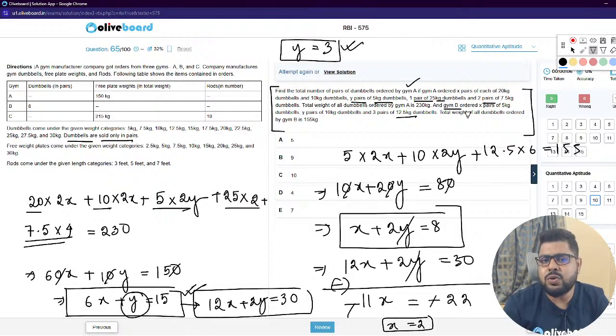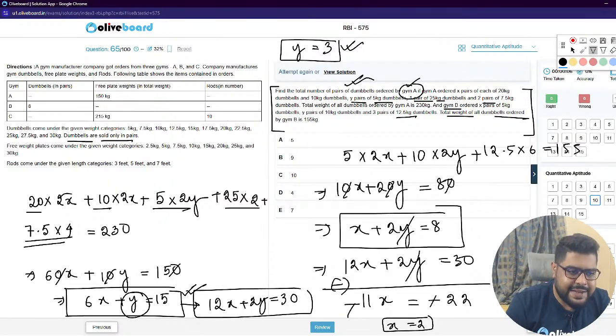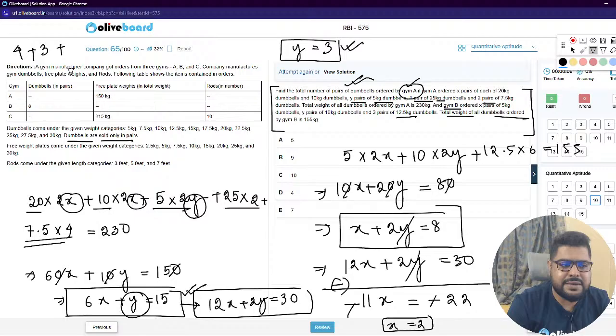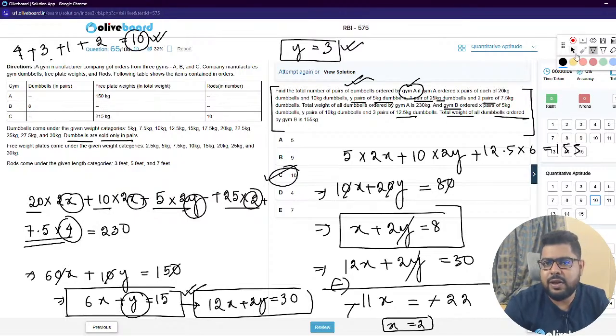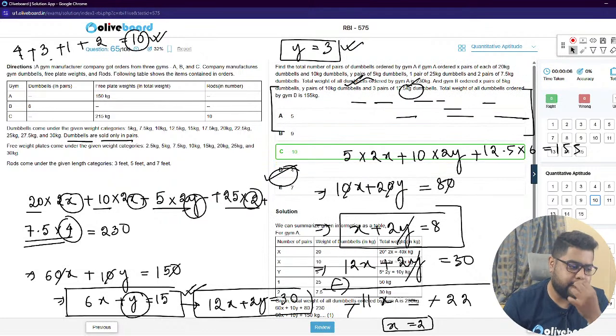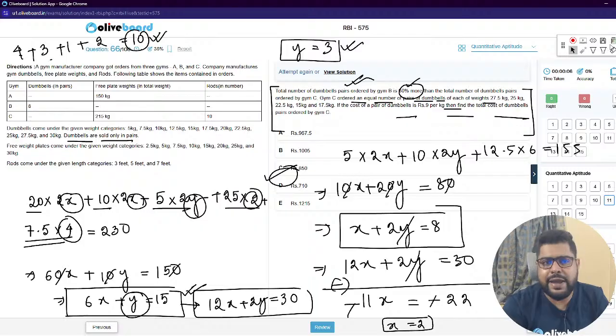Done. They are asking for total number of dumbbells in Gym A. Sir, X pairs, so 2 and 2, 4 pairs. Y pairs, meaning 3 pairs. 1 pair here, because 2 means 1 pair. 4 means 2 pairs. So 4, 3, 7, 3, 10. 10 pairs of dumbbells. That is option C. Option C is the correct answer for the first question. Done. Remember this, X is 2, Y is 3.